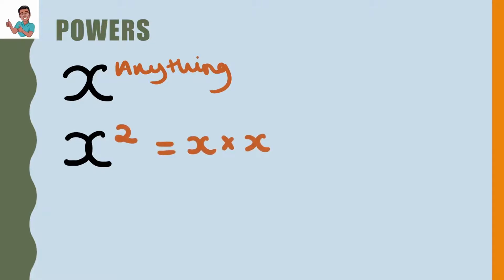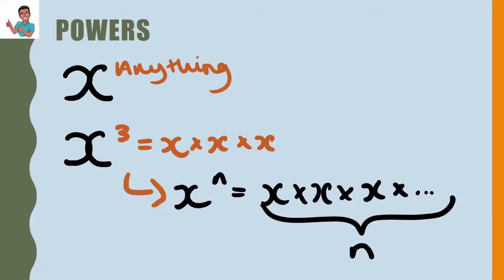When we say we have x to the power of 2, it is like saying x times x. When we say we have x to the power of 3, it is like saying x times x times x. So the general rule is x to the power of n equals x times x, the number of n times.